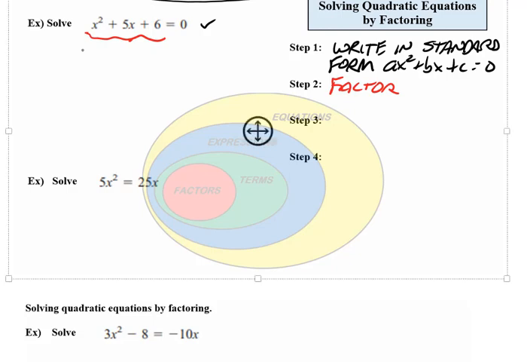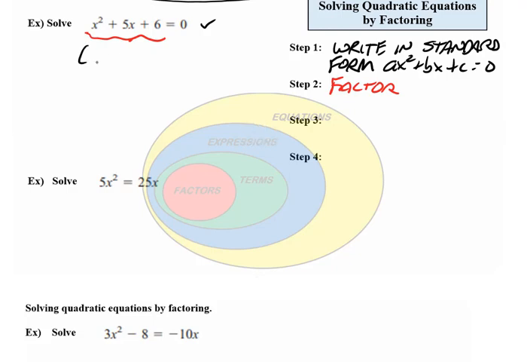So again, when we factor, the first term gives us x times x, and then we look at the last term, factors of 6 that add to 5. So plus 2, plus 3. So now we have two factors equaling 0. So the next thing we're going to do is apply that zero factor property.